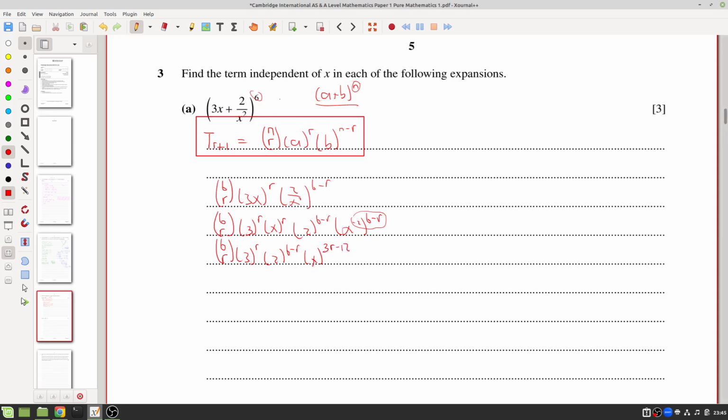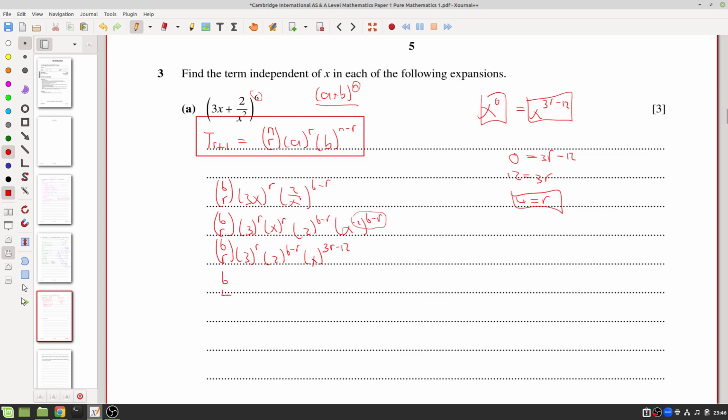And what do we want? We want independent of x, so we want x to the power 0. And we have here x to the power 3r minus 12. So we're looking for this. That means 0 must be equal to 3r minus 12. Then we can solve for r, which means 12 equals 3r, and then divided by 3, so 4 equals r.